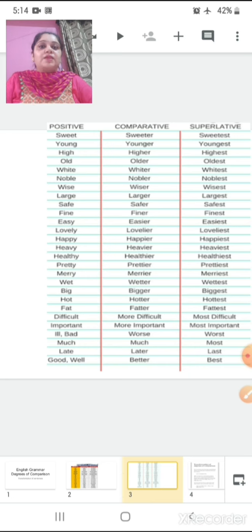Fine, children. Now, this is the last and the most accurate degree. Accurate, why? Because it is the one out of the lot. The feature of this degree is one out of the whole. That is the best. Yes, the best. For example, Ram is the best student of our class. So when we are talking about the adjective ending with est, it means the best, that is, the one out of the lot.